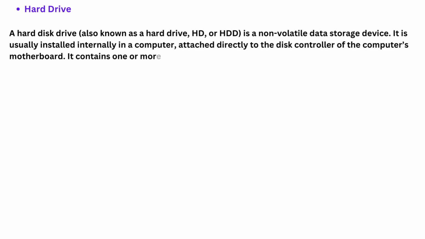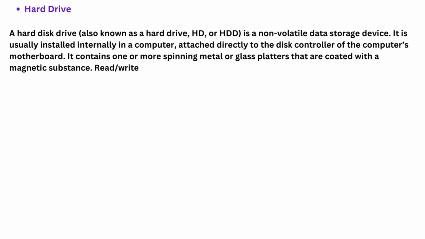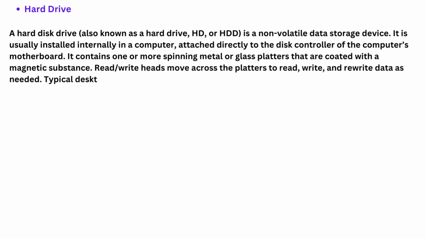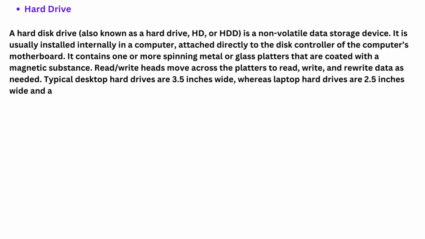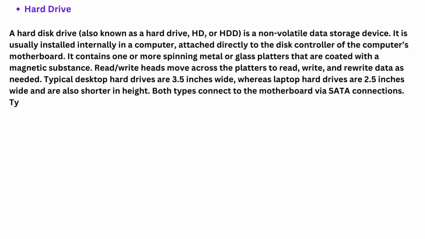It contains one or more spinning metal or glass platters that are coated with a magnetic substance. Read-write heads move across the platters to read, write, and rewrite data as needed. Typical desktop hard drives are 3.5 inches wide, whereas laptop hard drives are 2.5 inches wide and are also shorter in height. Both types connect to the motherboard via SATA connections.